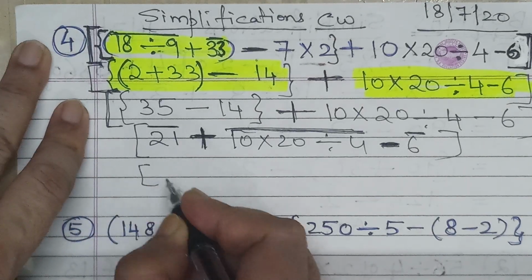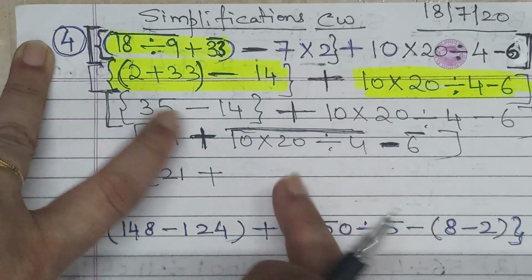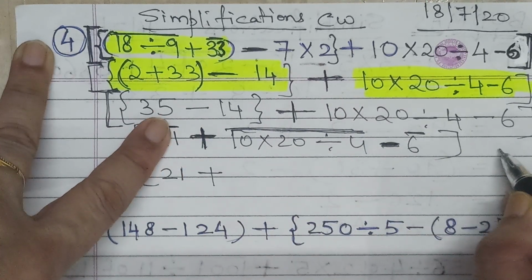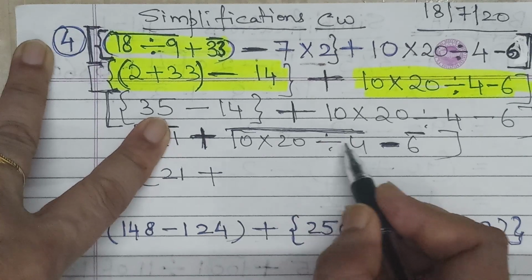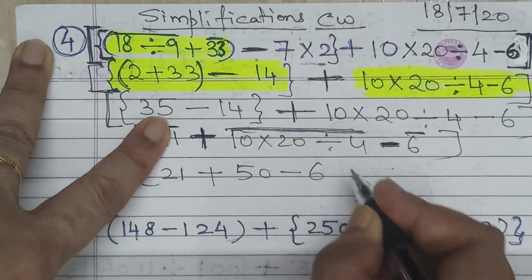Now we know we have 21 plus. अब इसको हम डायरेक्ट सॉल्व कर लें. We know BODM रूल आपका लगेगा. ऑल राइट, पहले डिविजन और फिर मल्टीप्लीकेशन. 20 डिवाइड बाई 4 इज 5, 5 into 10 is 50 minus 6.